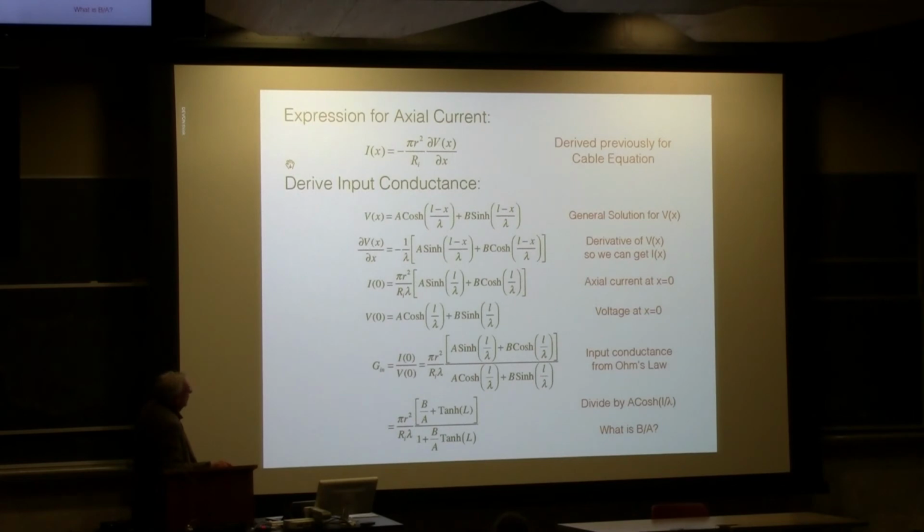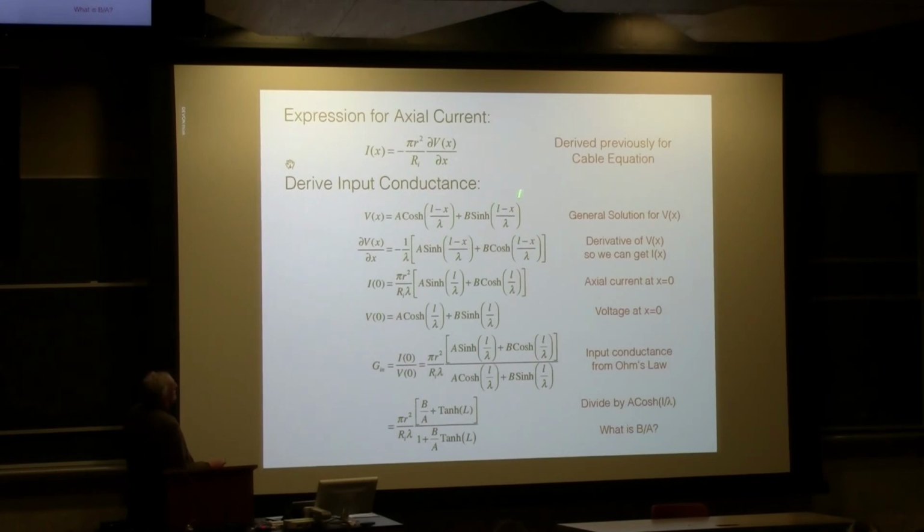Now, I don't know that I want to walk you through the solution. You can do it yourselves. The whole reason for going through this derivation is that there came out of this a great form. So Rall was going after the equation for the input conductance of this finite length cable. And so to get that input conductance, we need to know the relationship between input current and input voltage.